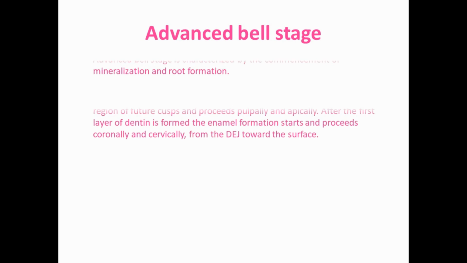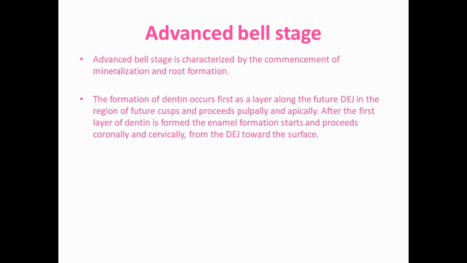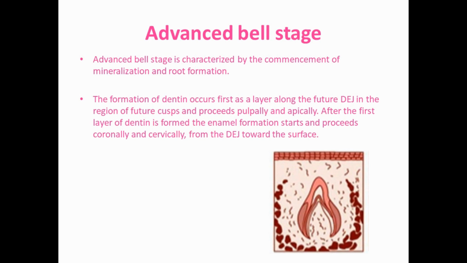Advanced bell stage. Advanced bell stage is characterized by the commencement of mineralization and root formation. The formation of dentin occurs as a layer along the dentino-enamel junction (DEJ) in the region of future cusp and proceeds pulpally and apically. After the first layer of dentin is formed, the enamel formation starts and proceeds coronally and cervically from the DEJ, dento-enamel junction, towards the surface.